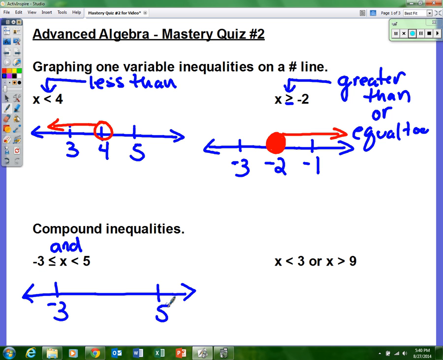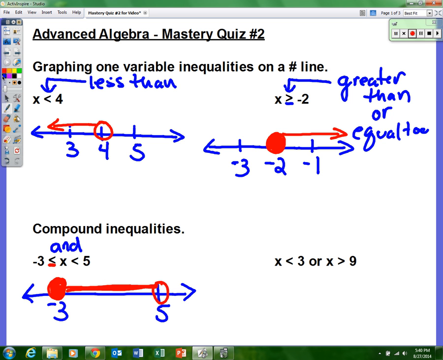All right, now, this first one, -3 is less than or equal to, solid dot. x is less than 5, just less than, open dot. So solid dot, open dot. Now you'll notice that x is between -3 and 5. It's bigger than -3 but less than 5, so we shade in between.